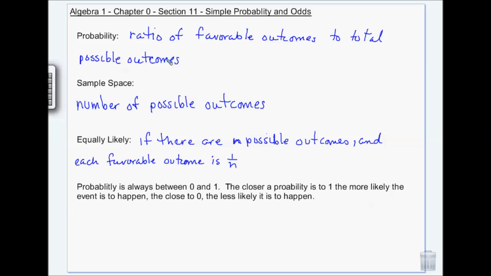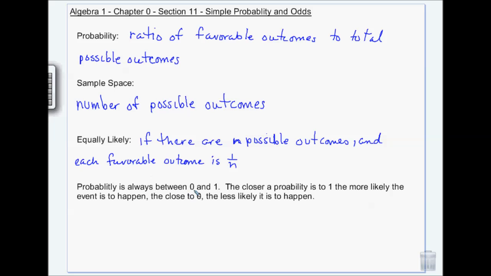Probability is the ratio of favorable to total possible. The sample space is the number of possible outcomes. So if, like I said, we have a bag of, let's say, five marbles in it, and there are 5 different colors, and I pull out a blue one, that's 1 out of 5 choices of pulling blue. Now, if there's only 1 of each color, then it's equally likely that I'll pull out a blue one or a red one or a green one, yellow, whatever, because they're all going to be 1 over n.